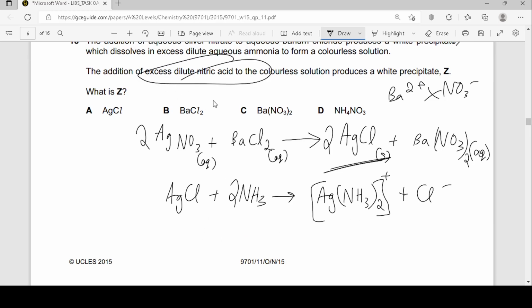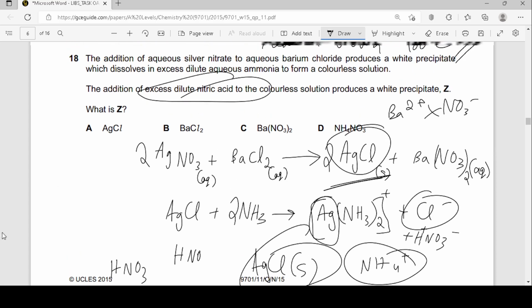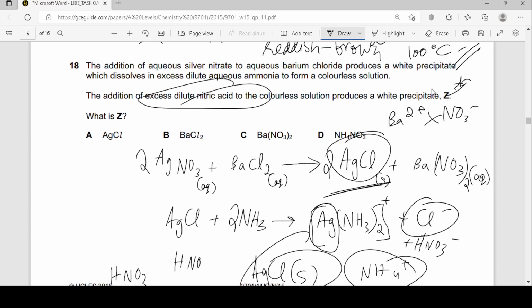And the addition of excess dilute nitric acid, which is HNO3, to the colorless solution produces a white precipitate Z. So if I add HNO3 to this, then I'm adding H plus and NO3 minus, right? If I add H plus, what does that mean? That this is NH3, right? So it will react with the NH3, and I will get NH4 plus, because H plus and NH3 react to give you NH4 plus, and then I have Ag plus and Cl minus, which reform to give me AgCl solid again. So the white precipitate Z is AgCl solid. It's not BaNO3.